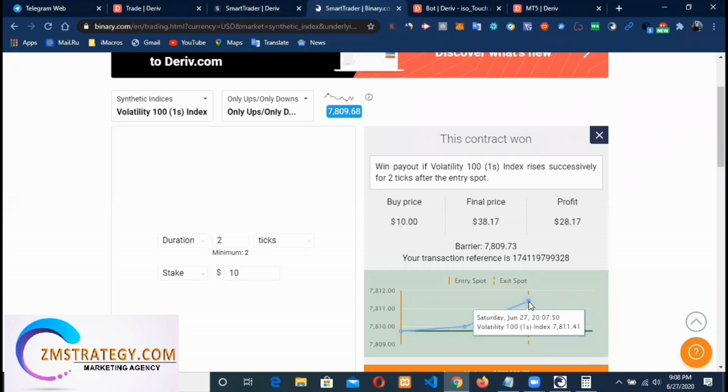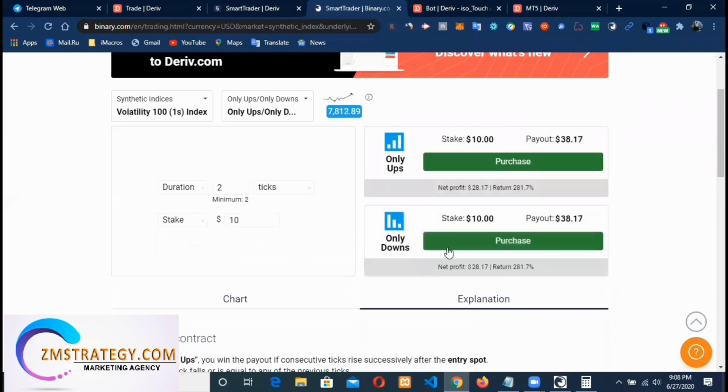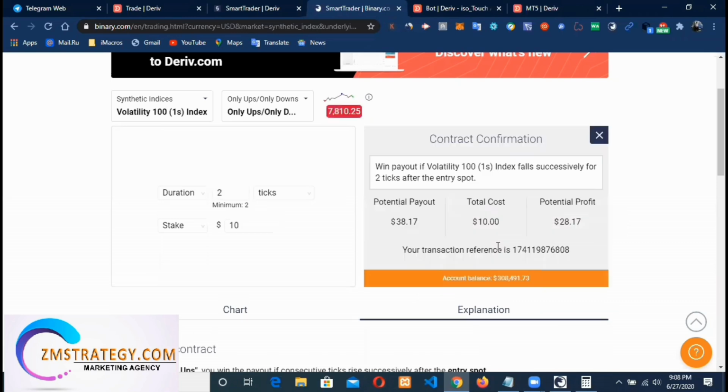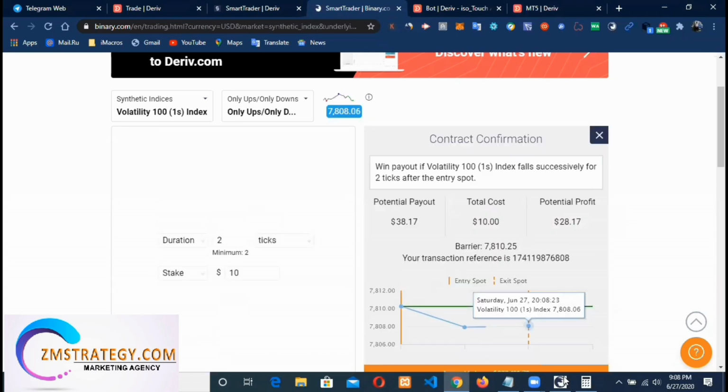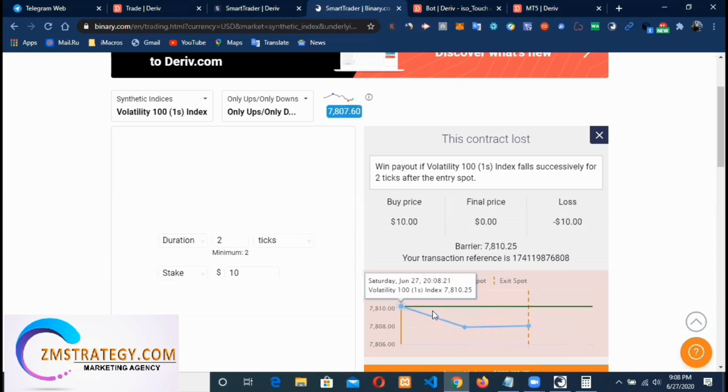If, for example, the first one goes up and the last one comes down, we are going to lose. That is how only up and only down work. And if you are saying the market only goes down, and you are using two ticks, the market must go down two times. Say this one was a loss.